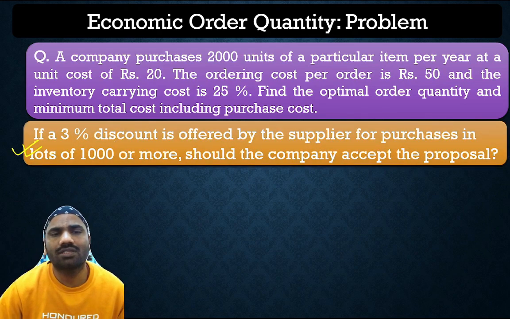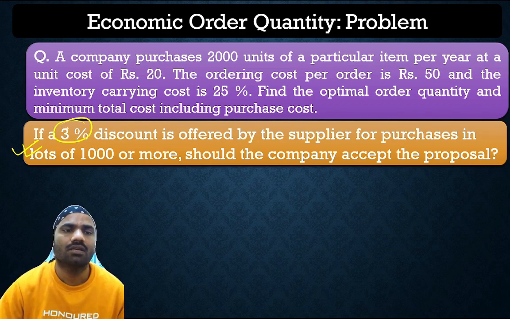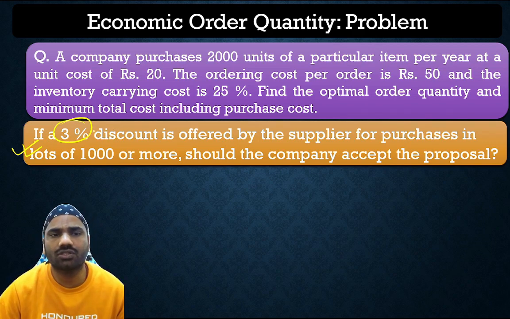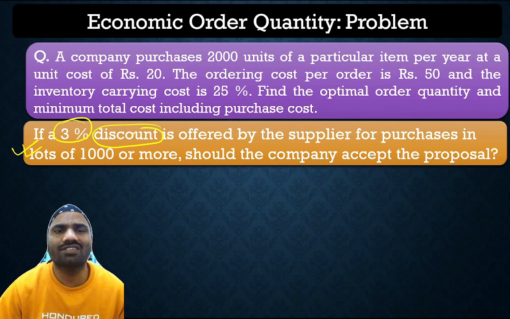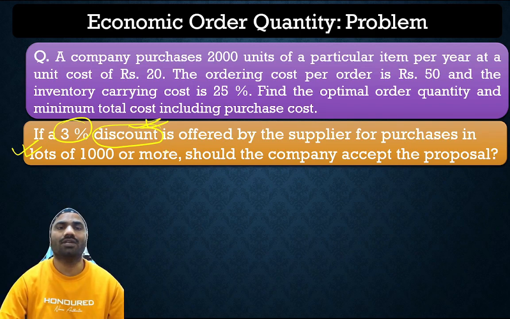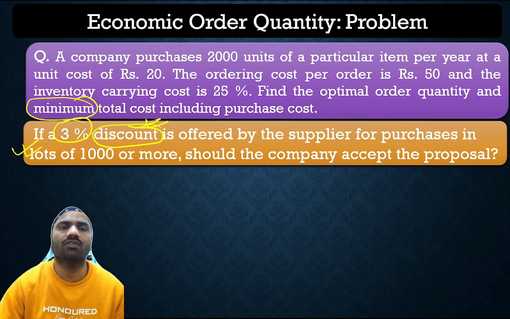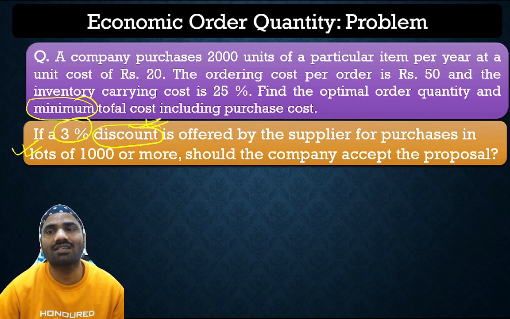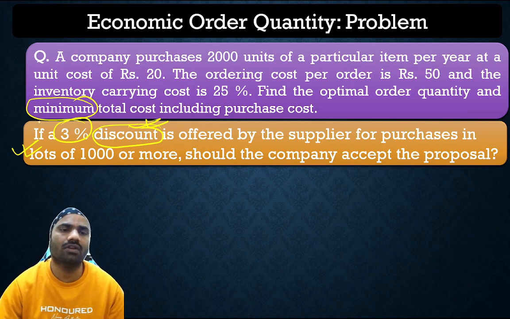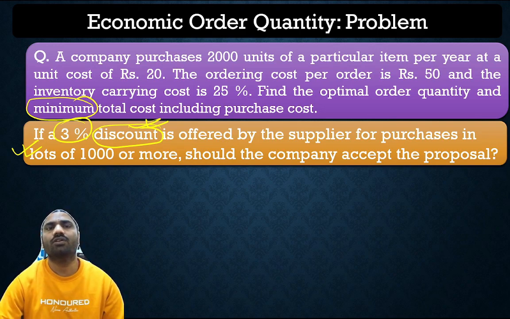So the second part of this question is there. If a 3% discount is offered by the supplier, the supplier is giving some attraction in terms of discount. So we'll see whether this particular discount is favorable or not. We have to accept this discount or reject this discount. If the total annual cost after this discount is coming more than this minimum total annual cost, then we will reject the discount. And if it is coming lesser than this minimum annual cost, we will accept that particular discount. So we are going to solve this particular question.